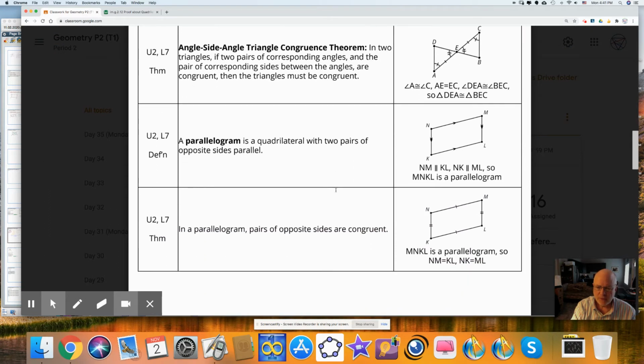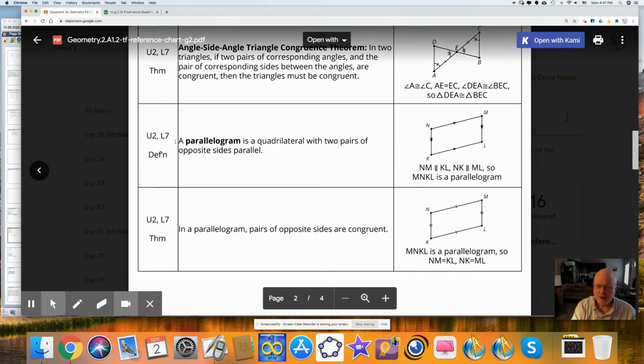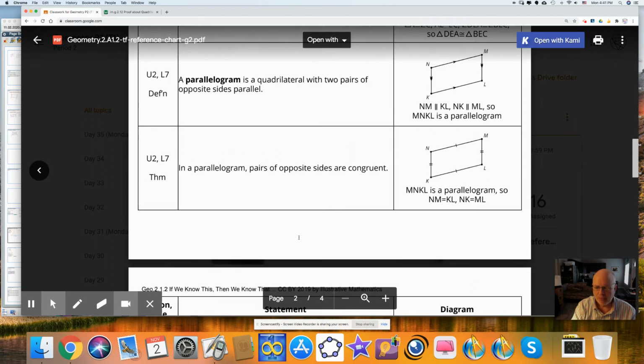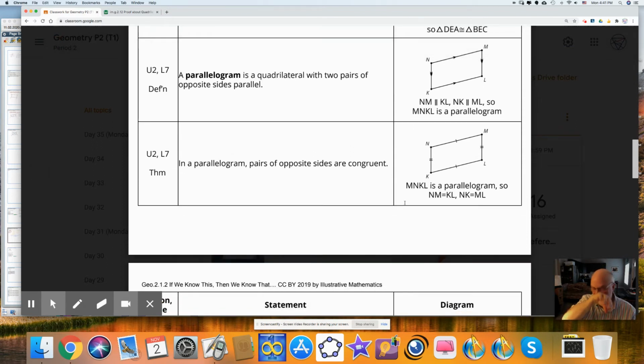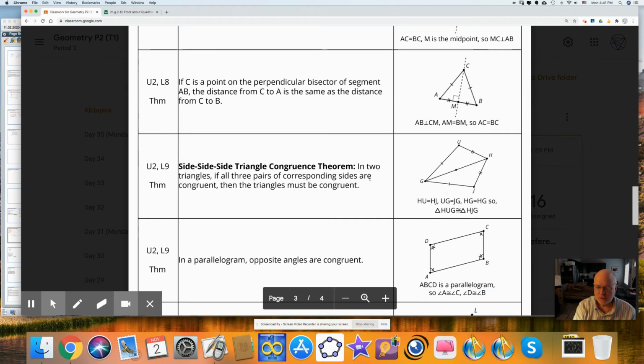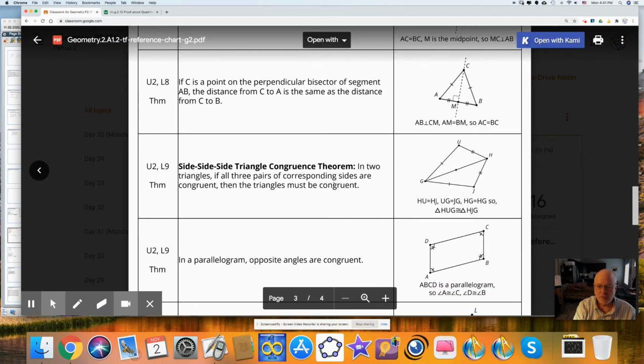Here we have a parallelogram. A parallelogram, by definition, is a quadrilateral with both pairs of opposite sides parallel. And so we've proved that both pairs of opposite sides of a parallelogram must be congruent. We've also proved that opposite angles must be congruent.